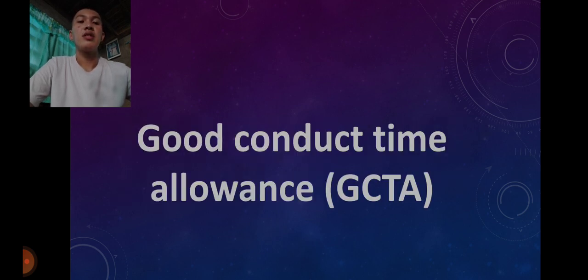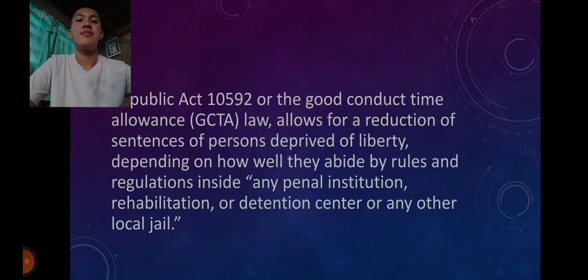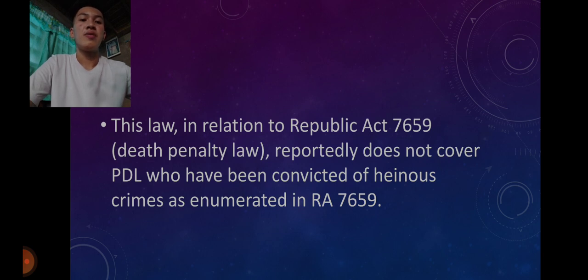Next topic, Good Conduct Time Allowance or GCTA. Republic Act 10592 or the Good Conduct Time Allowance law allows for a reduction of sentences of persons deprived of liberty depending on how well they abide by rules and reputation inside any penal institution, rehabilitation or detention center or any other local jail. This law, in relation to Republic Act 7659 or death penalty law, reportedly does not cover PDL who have been convicted of heinous crimes as enumerated in RA 7659.